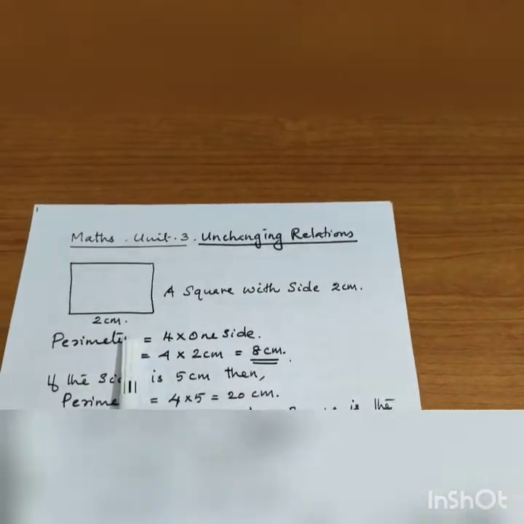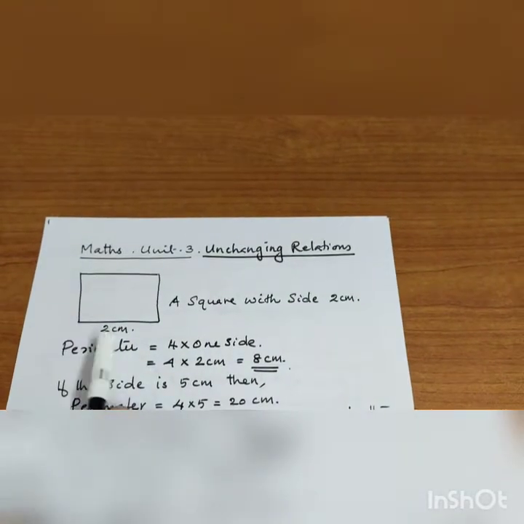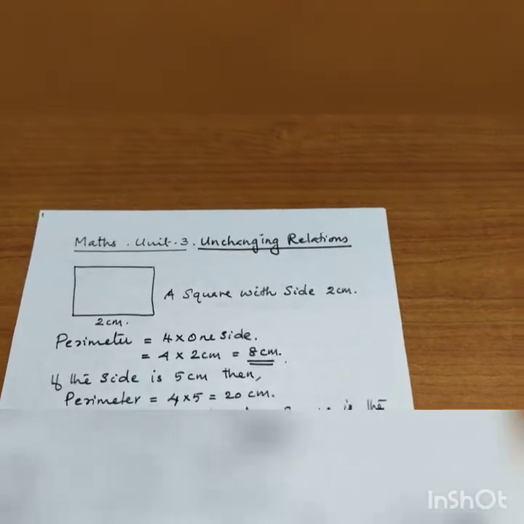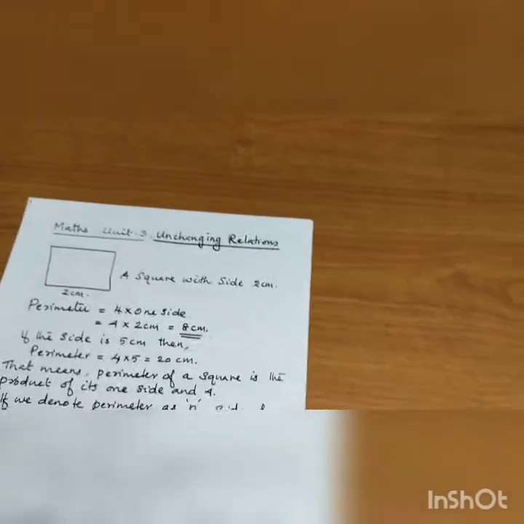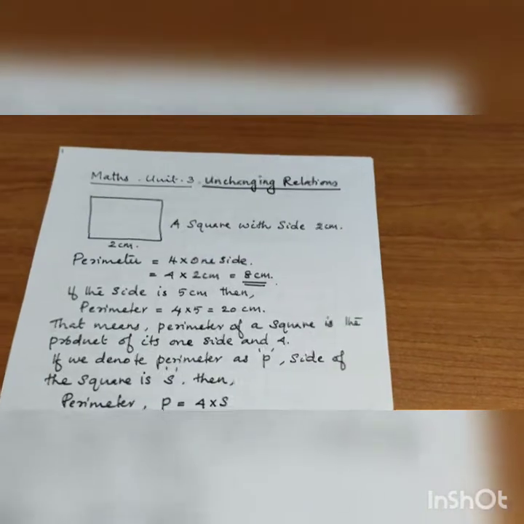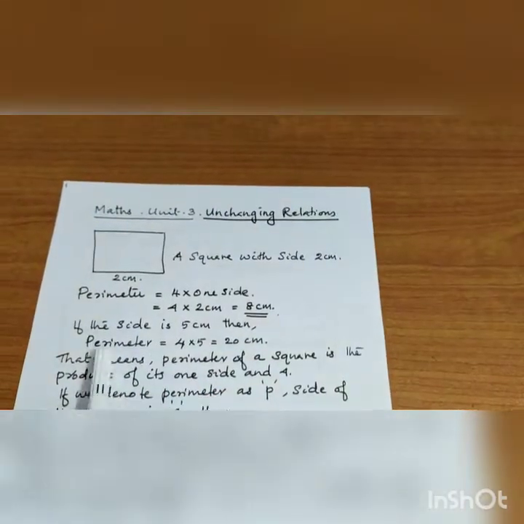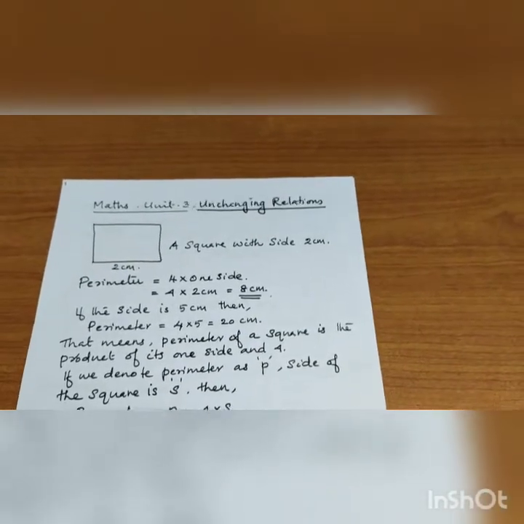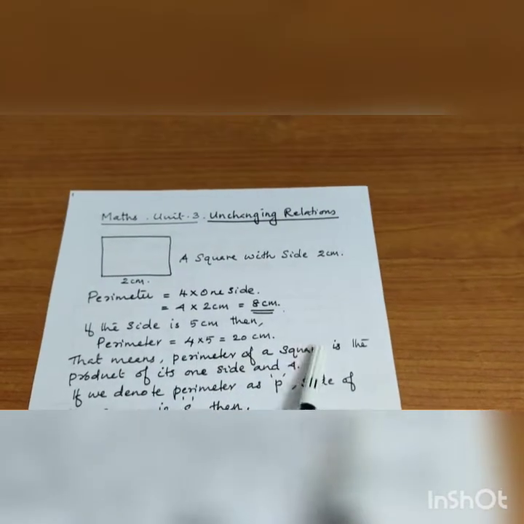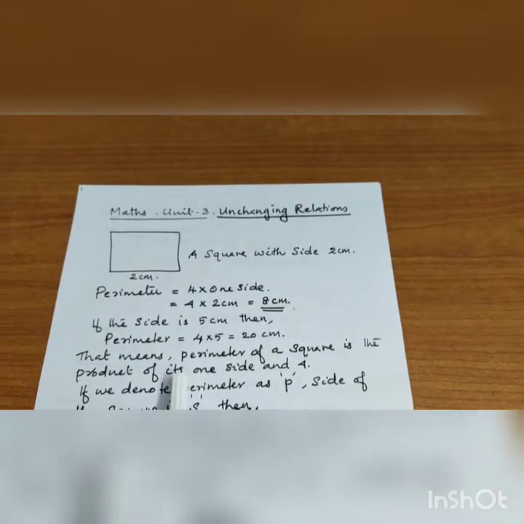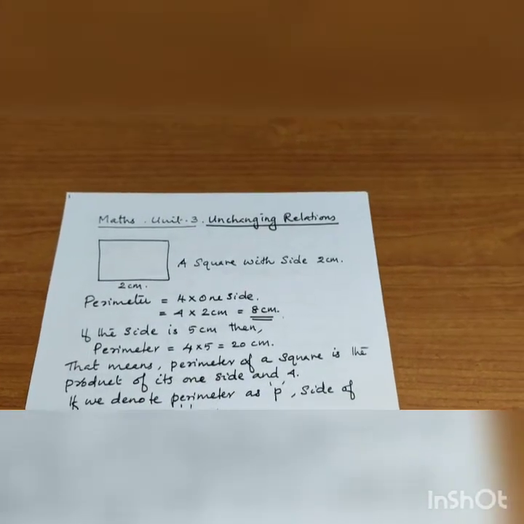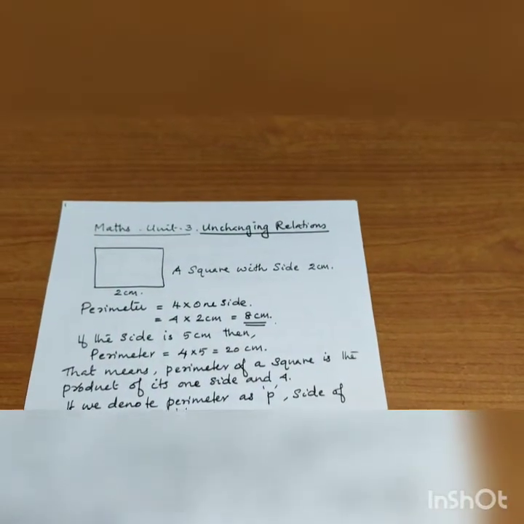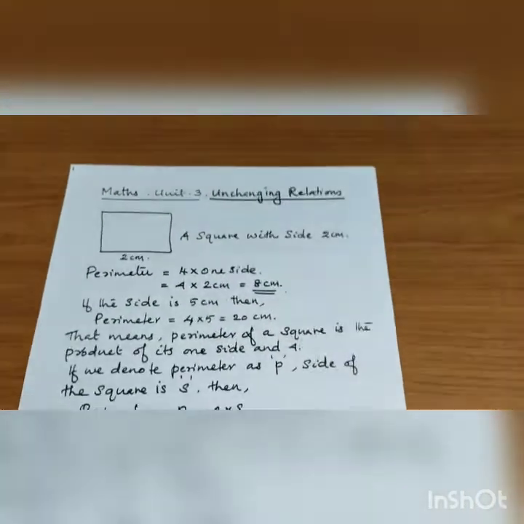How will you find the perimeter? All the four sides are equal. Then perimeter is equal to 4 into one side. That is 4 into 2 cm, 8 cm. This is already studied in 5th and 6th classes. If the side is 5 cm, then perimeter is equal to 4 into 5, 20 cm. That means perimeter of a square is the product of its one side and 4. There are 4 sides. All the 4 sides are equal in measure. Therefore, perimeter is equal to 4 into one side.